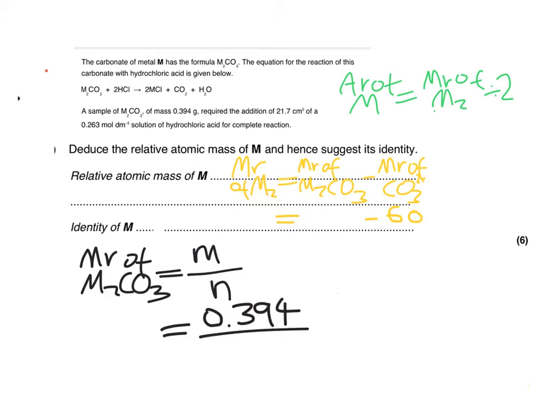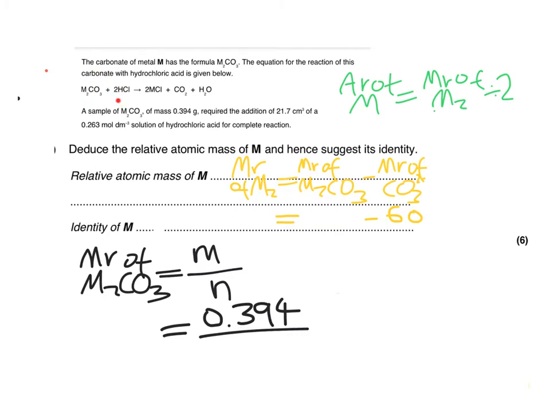You can work out moles another way by using molar ratios. If we know the moles of anything else in the equation, we can use ratios to work out the moles of the thing that we want. So we want to work out the moles of this, and we're given information: it required the addition of 21.7 cm cubed of 0.263 mol per dm cubed solution of hydrochloric acid. So it's given us information on how much acid, HCl, it took to neutralize that. If we know the volume and the concentration of this, we can use that to work out the moles, and then use the ratios to work out the moles of this.